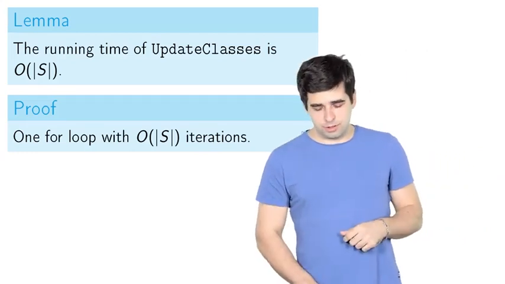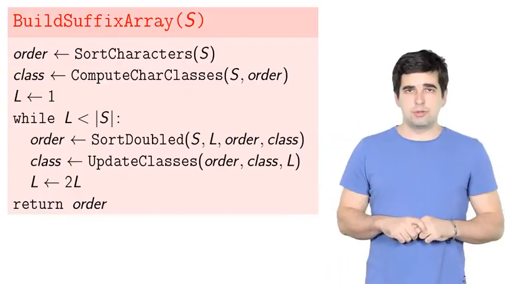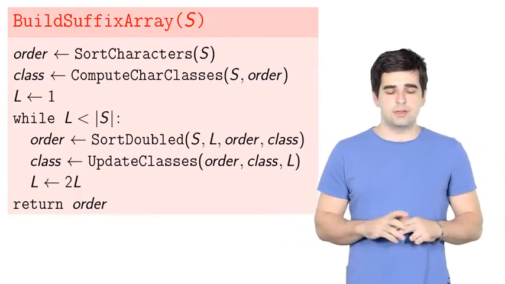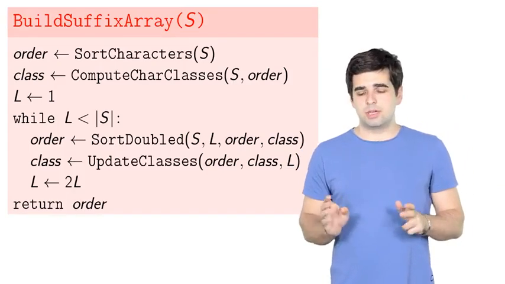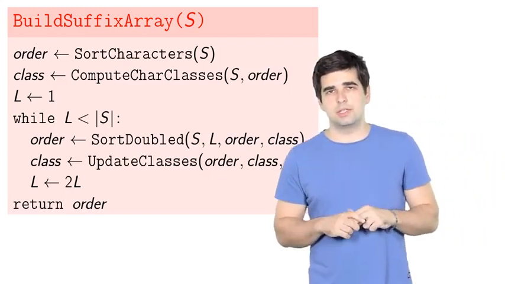So this is the function that sorts all the doubled cyclic shifts, and the running time of this procedure is linear, because this is basically the regular counting sort. Although it sorts very complex objects, in practice in the code it just sorts integers.